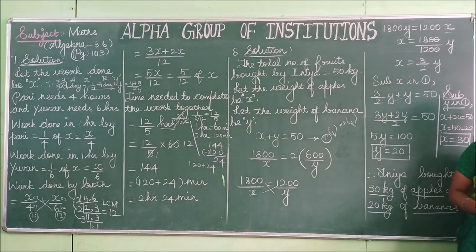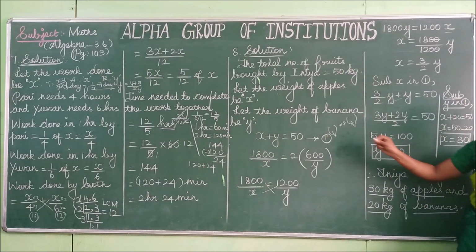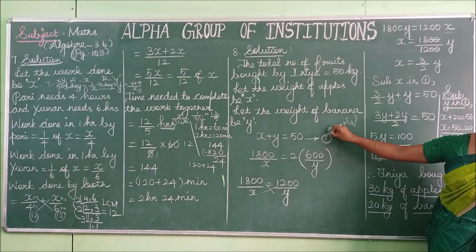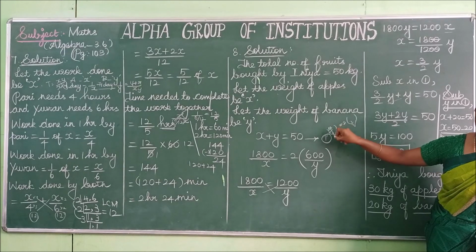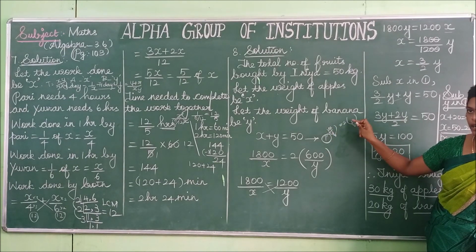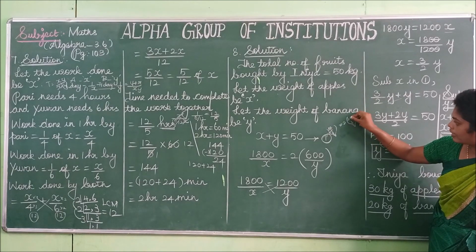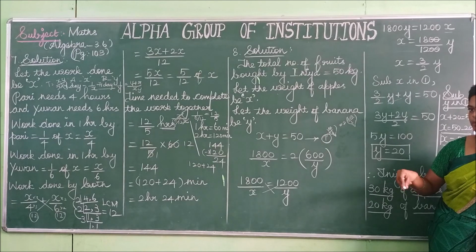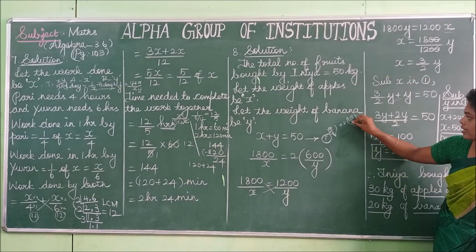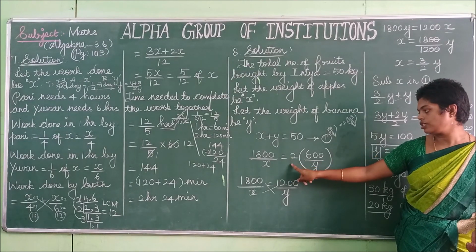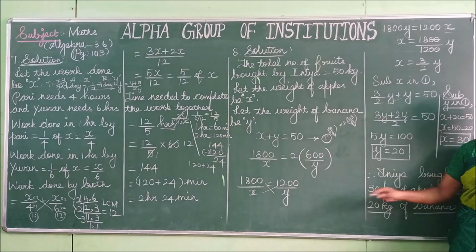In the next statement they gave the amount. She bought apple for 1800. We don't know the exact weight, so you can divide. What is the weight of the apple? x. Then 2 times banana. The banana's rupees is 600, so you divide by the banana weight, which will be taken as y. So 1800 by x is equal to 2 into 600 by y.